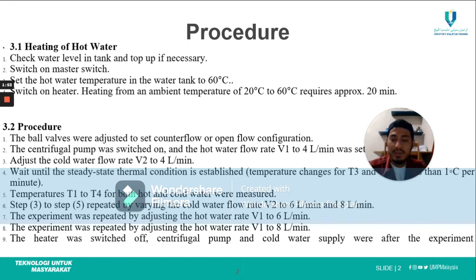The experiment was repeated by adjusting the hot water flow rate V1 to 6 liters per minute. Next, the experiment was repeated by adjusting the hot water flow rate V1 to 8 liters per minute. The last one is the heater was switched off, and the centrifugal pump and cold water supply were switched off after the experiment.